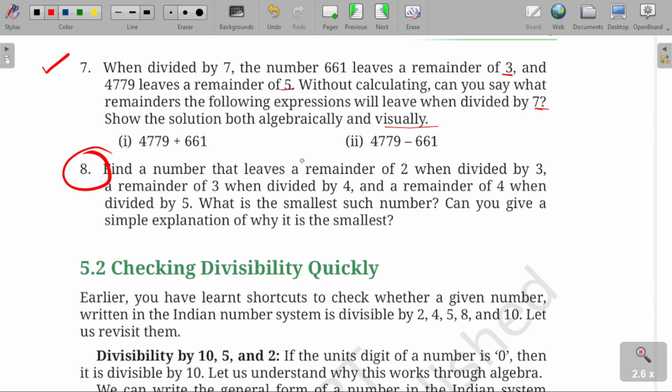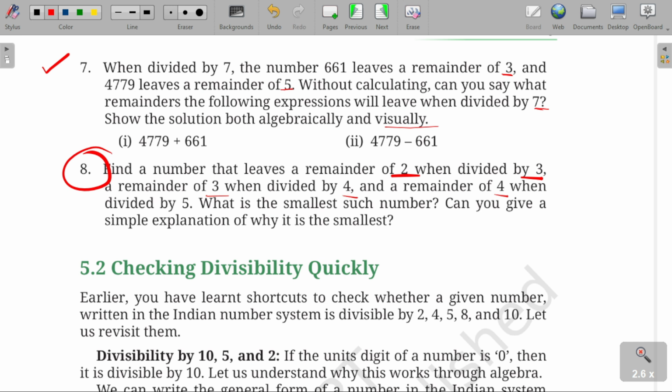Find the number that leaves a remainder 2 when divided by 3, leaves a remainder 3 when divided by 4, and leaves a remainder 4 when divided by 5. Can you find such a number? And this should be the smallest one, right? What is the smallest such number?